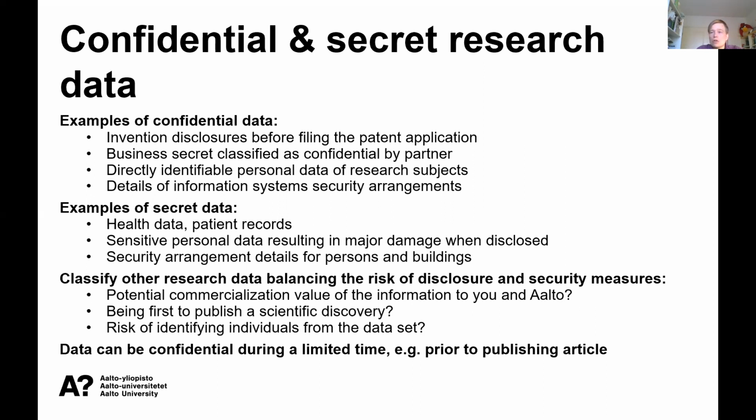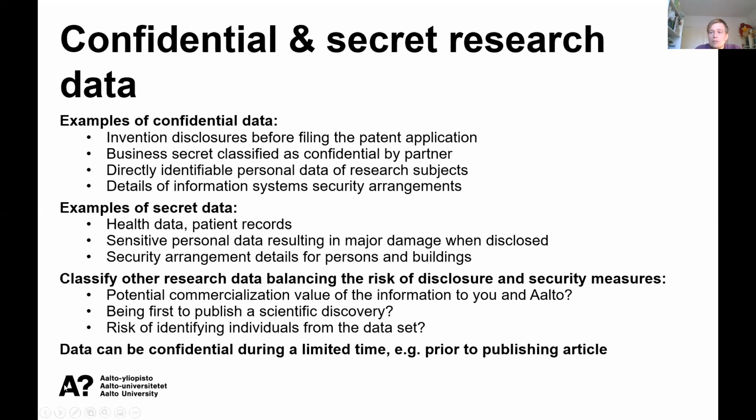Also, the classification may change. During a research project, data can be first confidential and then published openly later. So the timing is also important. When you talk about innovations, patent applications, the patents actually become public when granted. And also we publish research articles, and information that might be first confidential is then public. So that's how it might also evolve over time.